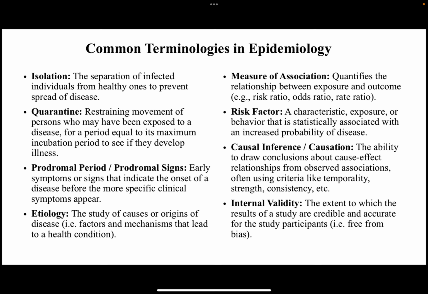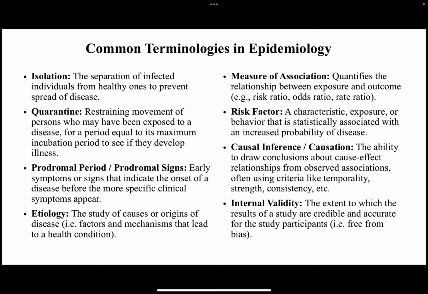So etiology, simply, you can also explain it as the study of the cause or origin of disease. For example, the factors and mechanisms that lead to an unhealthy condition. So etiology has to do with why a disease happens. In simple terms, etiology, why? What's the cause of the disease? What's the origin? Why is the disease occurring?